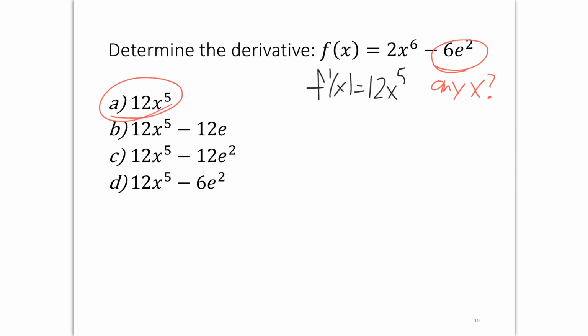So this is not using the e rule. This is using the constant rule. And the derivative of a constant is always 0.